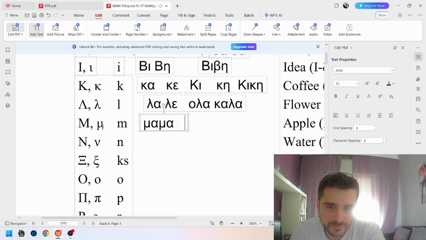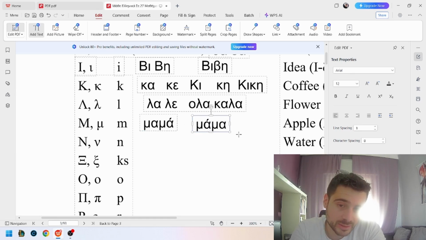Now let's see an important thing. Can you see this small symbol above the second A? That thing in Greek is called tonos. That small symbol helps us to understand where we should stress the word more. Okay, it's about the pronunciation. So here the word will be mama, but here the word will be mama.